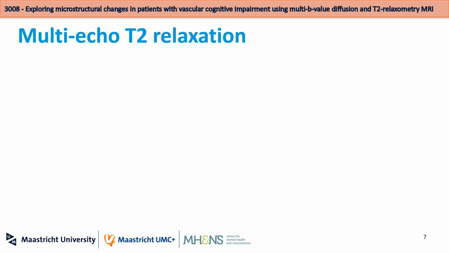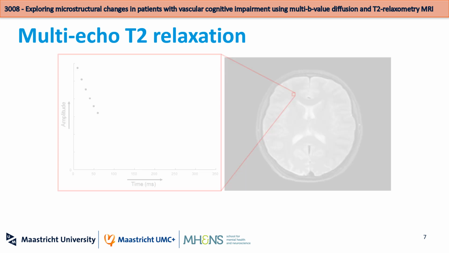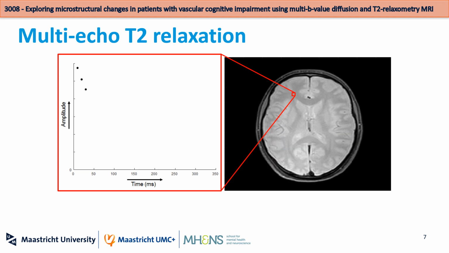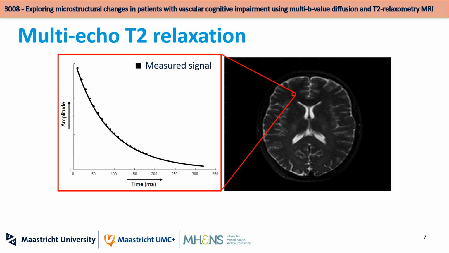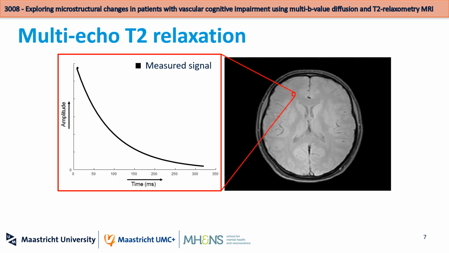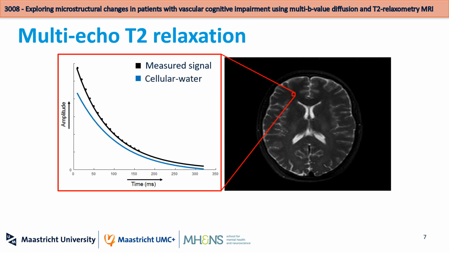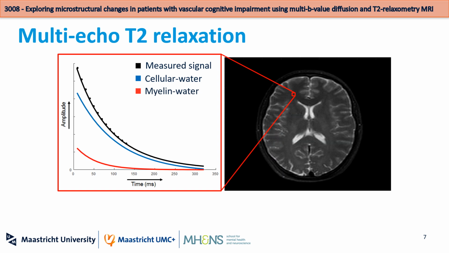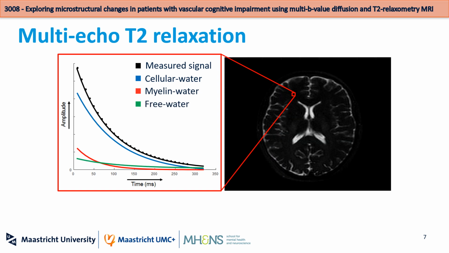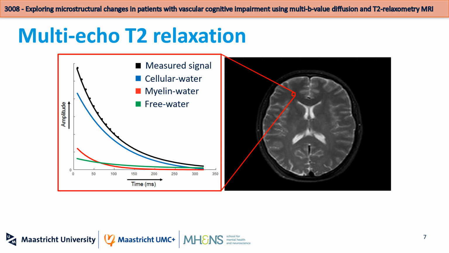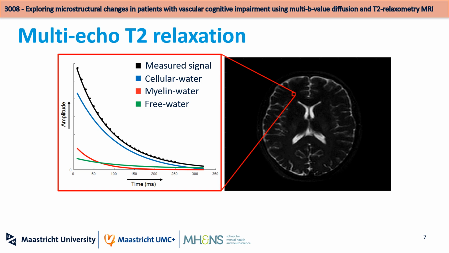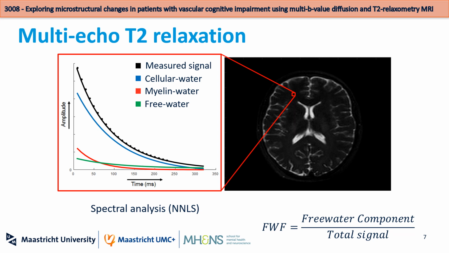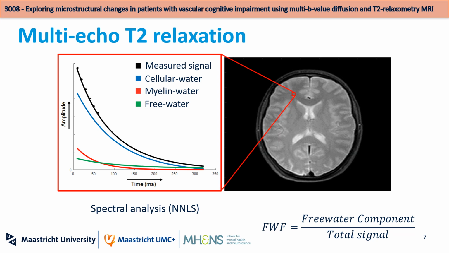Subsequently, when looking at the multi-echo MRI images, we observe that the decay is also exponential. So we have a measured signal, but this measured signal comprises several underlying water components. For example, the cellular water, some component related to the water trapped between the myelin sheets, and a free water component. And using spectral analysis, we can again separate these components and determine a free water fraction, as is depicted on the slide.